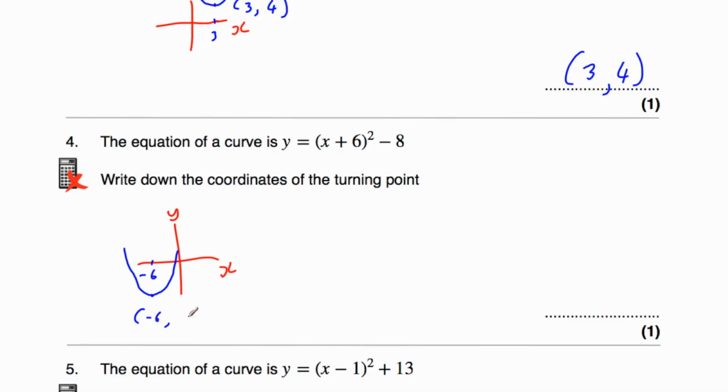And then that means the coordinates of this turning point here would be negative 6, because it's gone 6 squares to the left. And then we've got 8 squares down, so negative 8. So the coordinates of this turning point here would be negative 6, negative 8. And that's it. Okay, let's have a look at question 5.